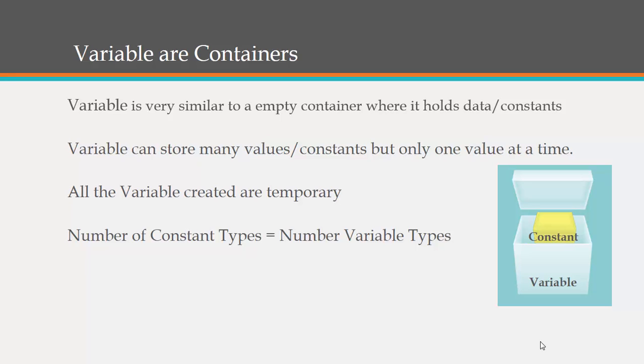The number of constant types is equal to the number of variable types. In any programming language, the types of constants that are defined will be similar to the number of variable types available. In ABAP, we have six data types like character, decimal, date, time, numeric, and integer. So the same types of constants can be created. If we are creating a character type constant, then we can create a variable of it as well. The same is for decimal, date, integer. So that's what this point illustrates: the number of constant types is equal to the number of variable types.